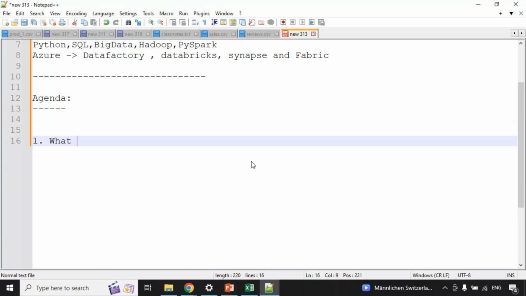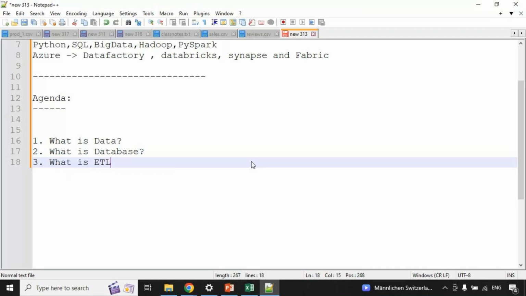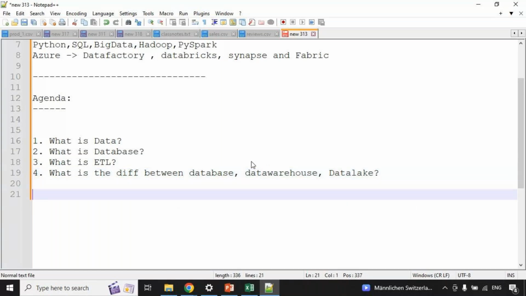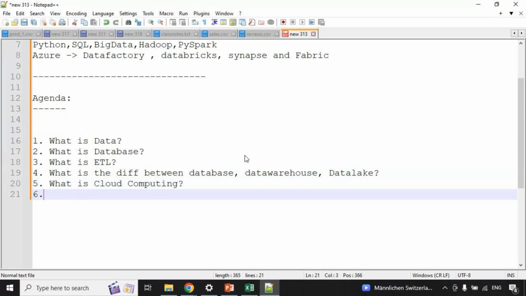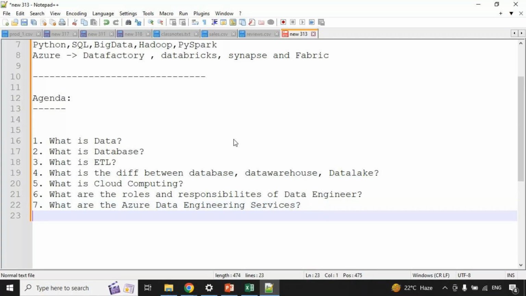Today we are going to start with what is data, what is a database, what is ETL, what is the difference between a database, data warehouse, and a data lake, and we'll discuss what cloud computing is and what the roles and responsibilities of a data engineer are. And what are the Azure data engineering services we are going to learn. Okay, this is today's agenda.